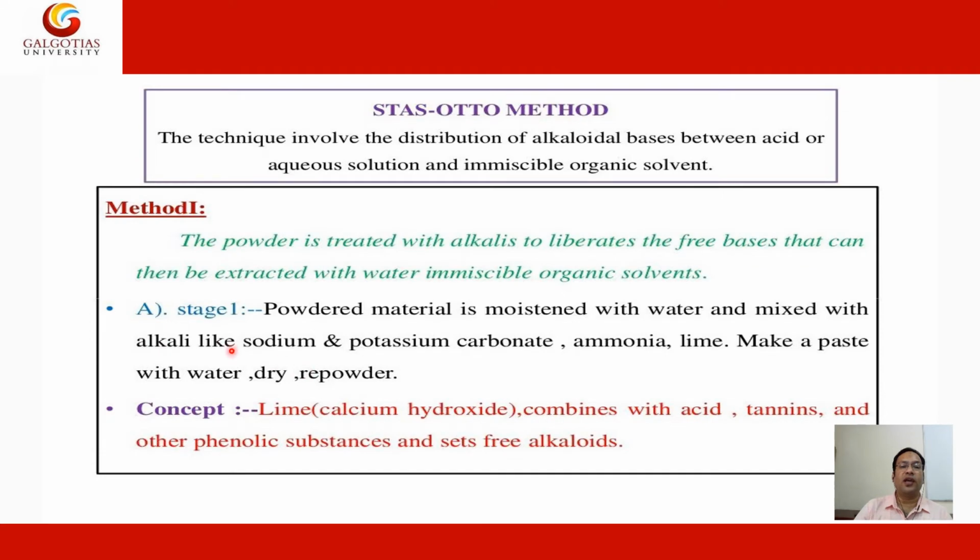extraction process. Okay, Stas-Otto method. This technique involves the distribution of alkaloid base between acid or aqueous solution and immiscible organic solvent. Method 1: the powder is treated with alkali to liberate the free base that can be extracted with a water-immiscible organic solvent. In stage 1, the powder material is moistened with water and mixed with alkali like sodium and potassium carbonate, ammonia or lime. Make a paste with water and dry powder. Concept: lime, calcium hydroxide, combines with acid, tannins and other phenolic substances and sets free the alkaloids.